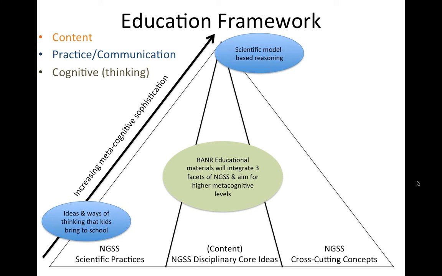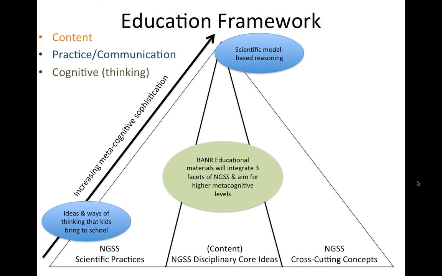Now what we've done here is we've laid out 3 aspects of the NGSS work. NGSS delineated three areas. One they called the NGSS core disciplinary ideas, and that would align very well with what we're calling our content domain. They also talked about scientific practices, which clearly overlap with the practice domain. And then they also noted that there are cross-cutting concepts. And for us, this has a lot to do with both the content and practice, but also the thinking domain.